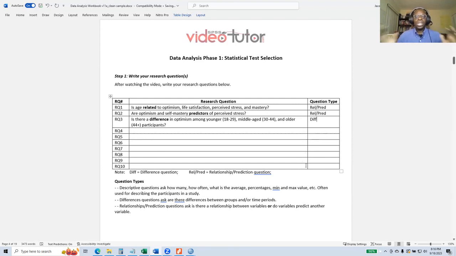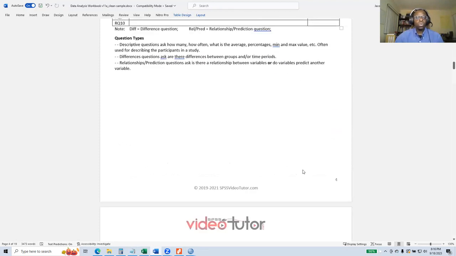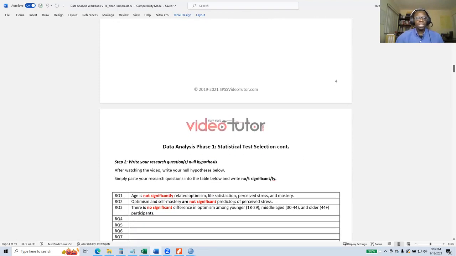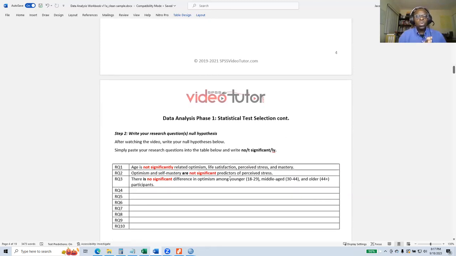All right. So now that we have successfully identified the question type, now we go to step 2. And step 2 says, hey, now we have to write the null hypothesis for each of the research questions. Okay. So the null hypothesis is simply this. There is no significant relationship or no significant difference in this study.